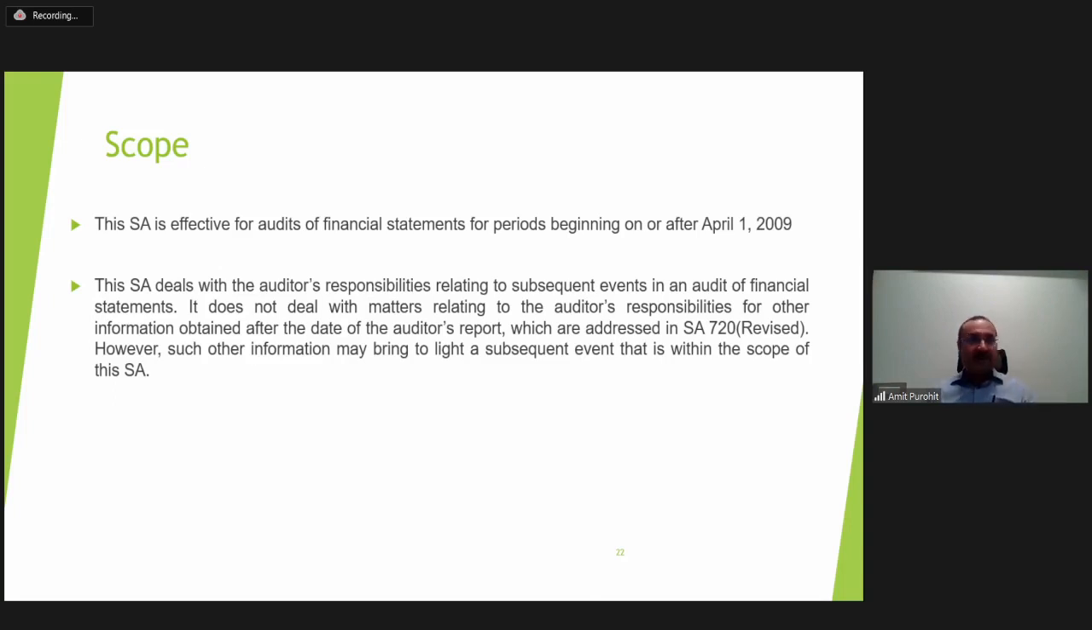So in case of this particular standard, this SA deals with the auditor's responsibility relating to subsequent events in an audit of financial statements. It does not deal with matters relating to the auditor's responsibility for other information obtained after the date of the auditor's report, which are addressed in SA 720 (Revised).